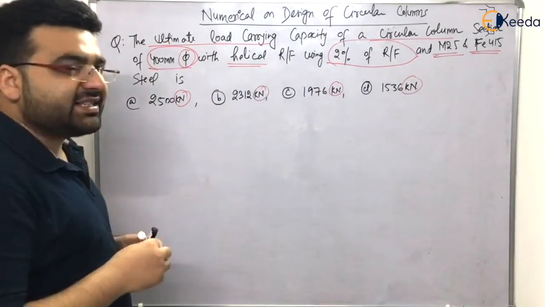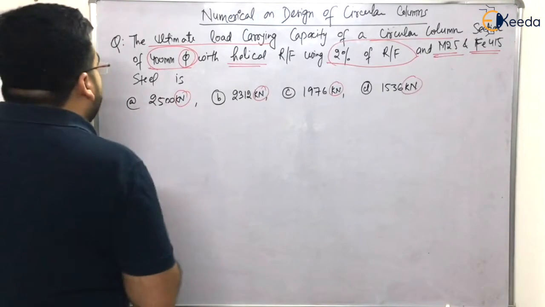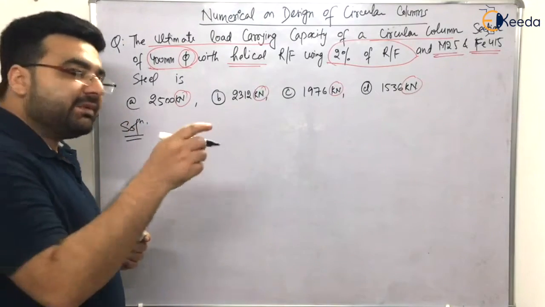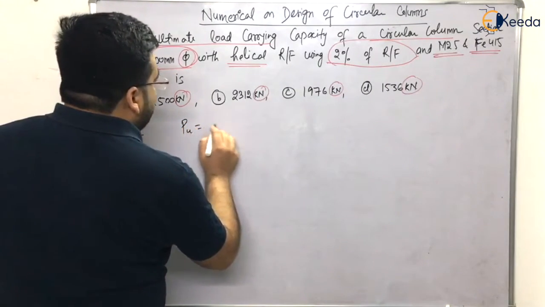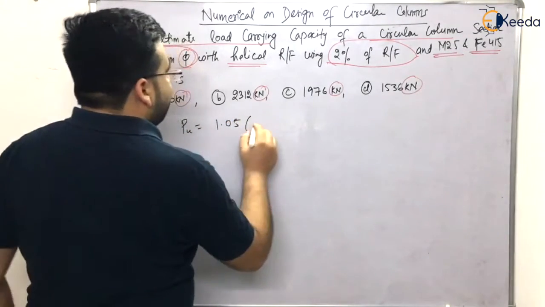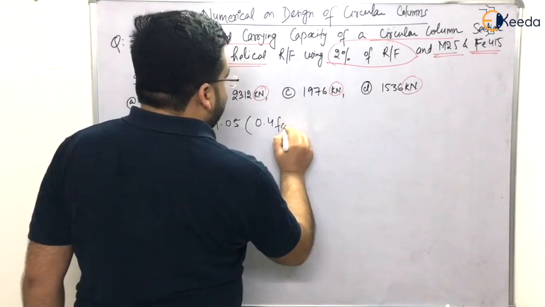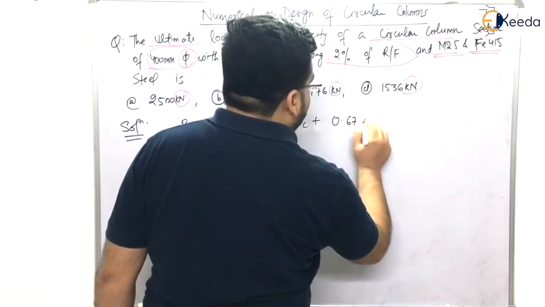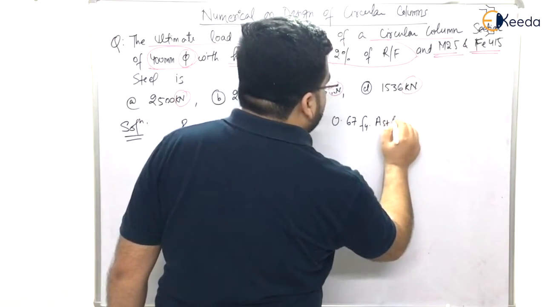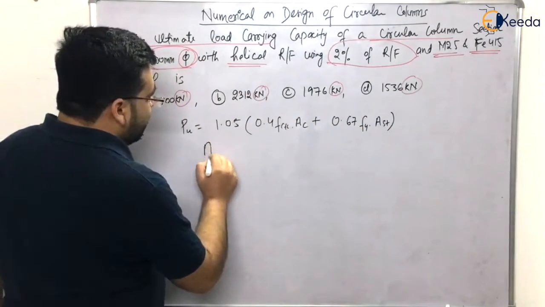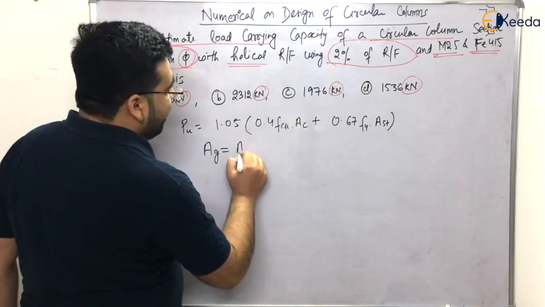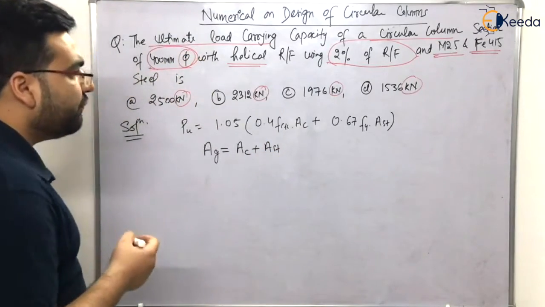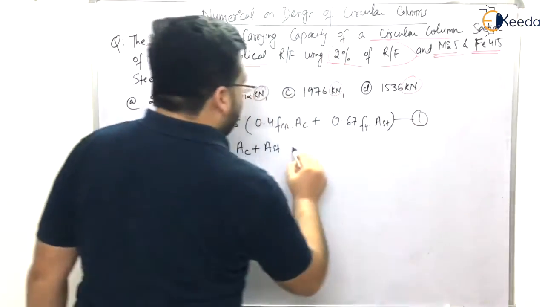So the solution is very simple. Let me first of all write down the formula. For a circular column, because it is 5% higher, Pu is equal to 1.05 times (0.4 fck into area of concrete plus 0.67 fy into area of steel). And we also know that the gross area is equal to the area of concrete plus the area of steel. These are the two formulas that I know, formula number 1 and formula number 2.